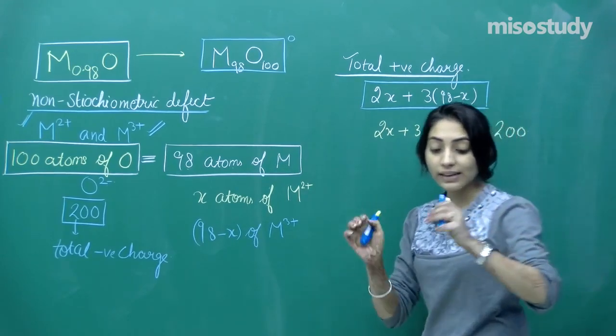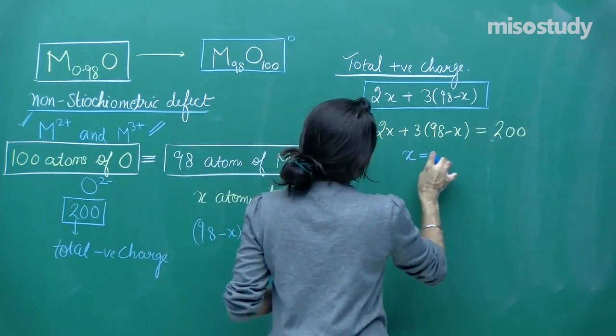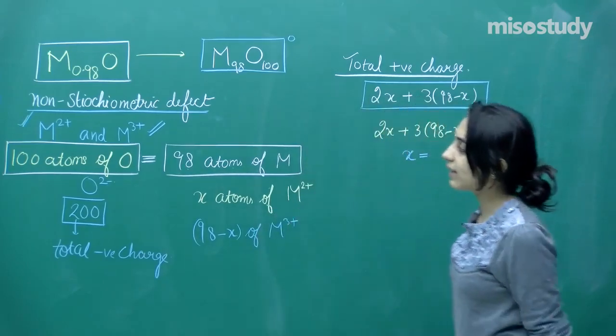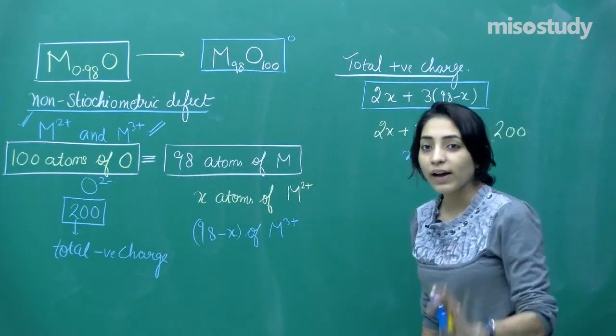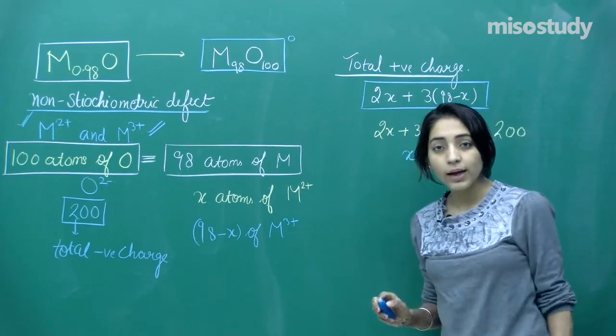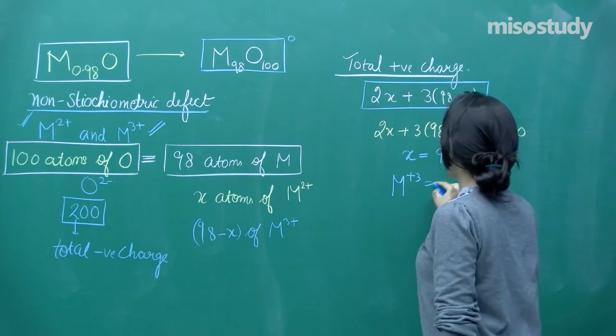Again, I am a calculator, and since I am a calculator, I can solve it easily. Let us calculate the value of x. The value of x will be obtained as 94. Okay. So don't simply say that, ma'am, M plus 3 will be 94%.